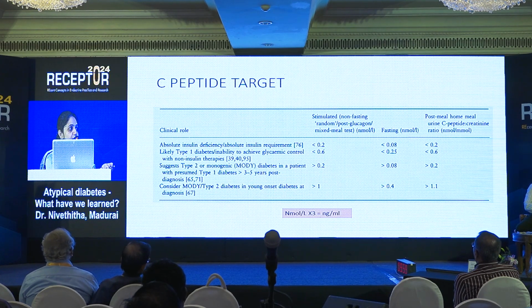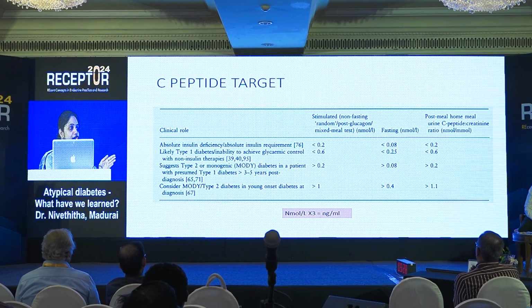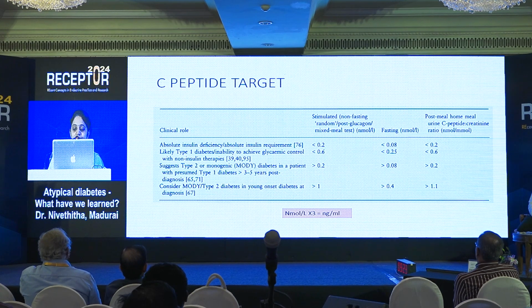We have the cutoff here, and our units actually come as nanogram per ml. C-peptide is very important because we can manifest type 1. When we have a patient whom we diagnose as type 1 diabetes, for more than 3 to 5 years post-diagnosis, if their fasting C-peptide becomes more than 0.08 and the postprandial becomes 0.2, we can categorize them into type 2 or MODY. So this is one important thing by which we can categorize. But C-peptide assays are still subject to many errors.